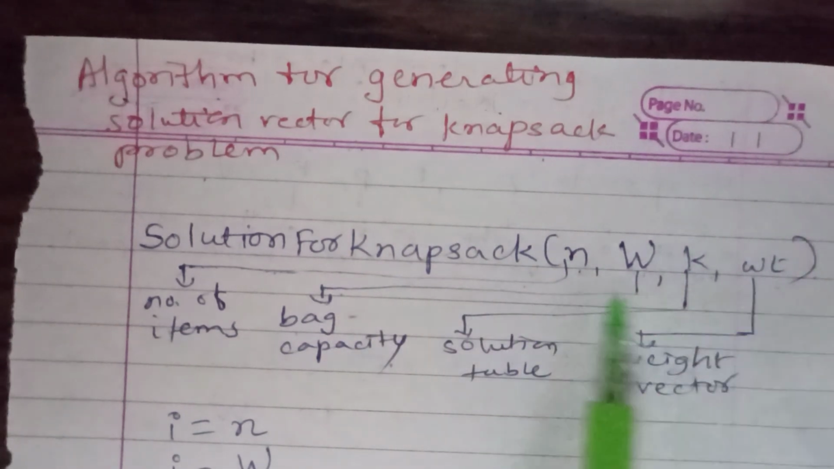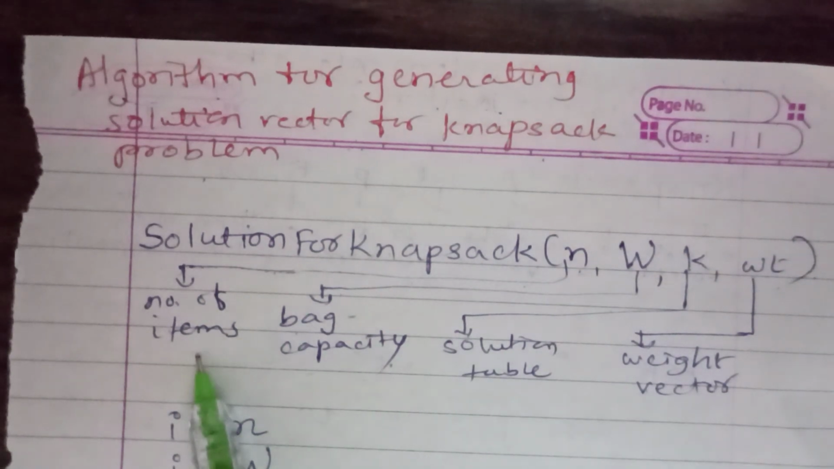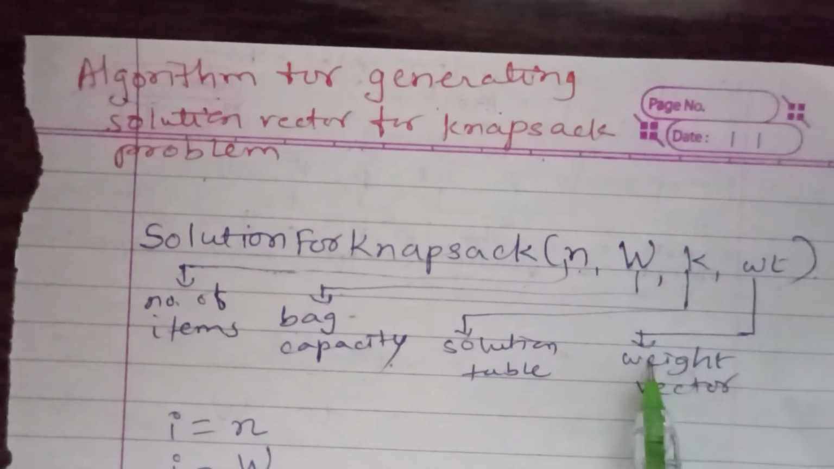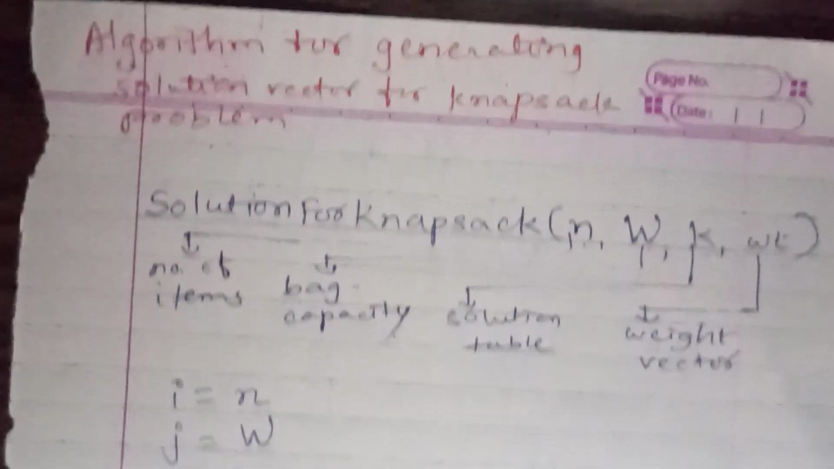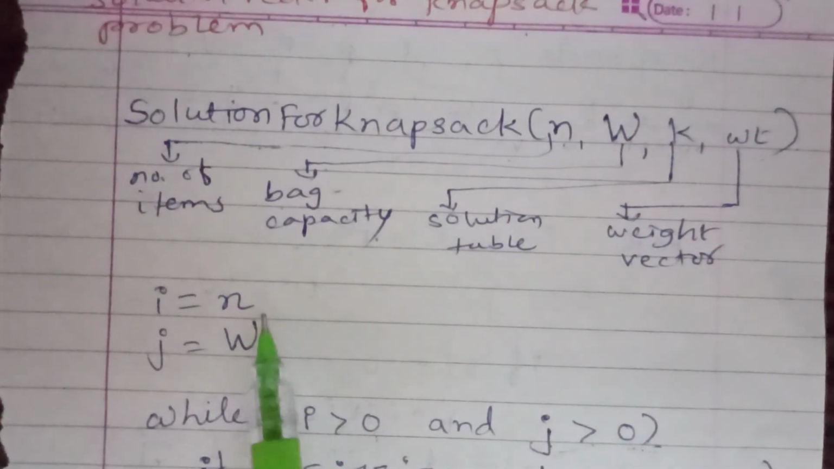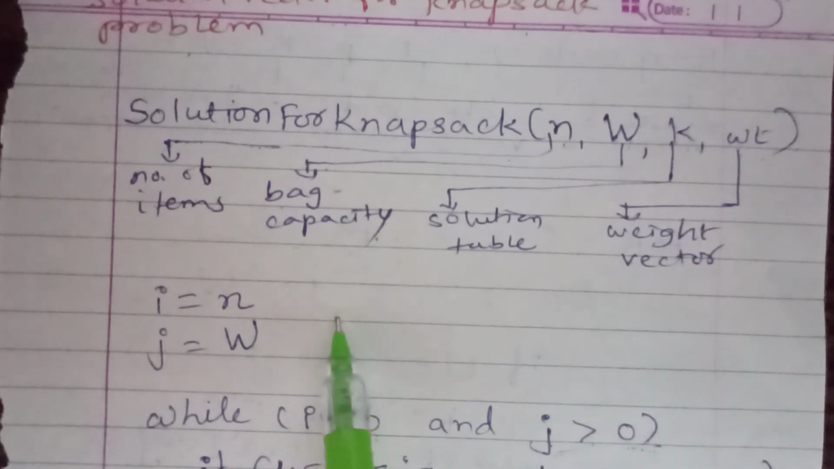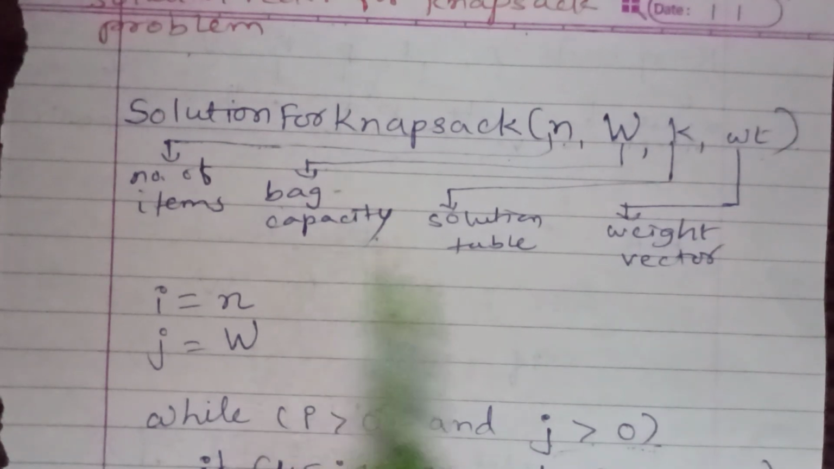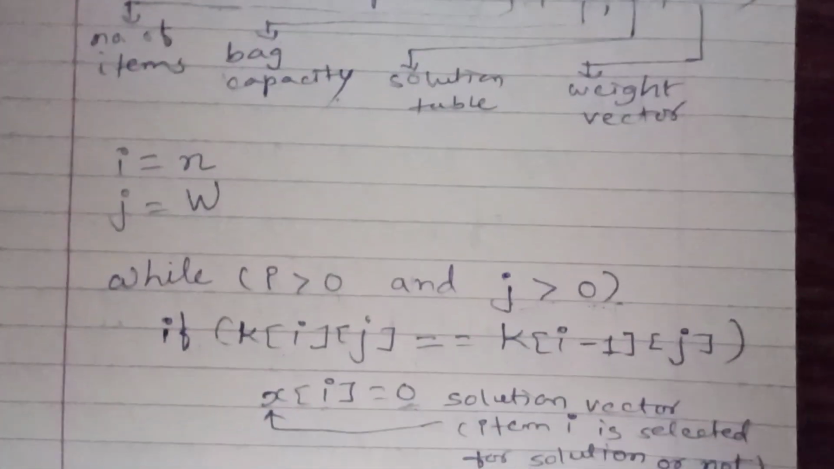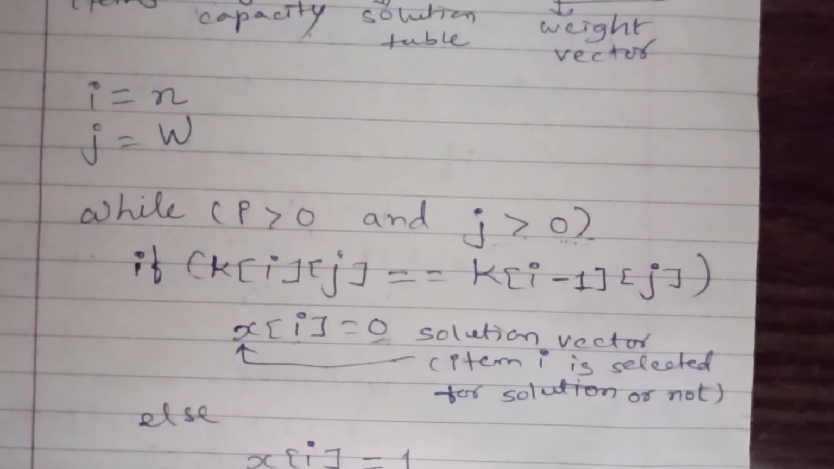There are a few arguments. The first argument N denotes the number of items, capital W denotes the bag capacity, K denotes the solution table, and WT denotes the weight vector. Now in the solution table, the last row and last column cell, the last cell, the value denotes the total profit for the solution. Now we want to identify which items have been selected as a solution.